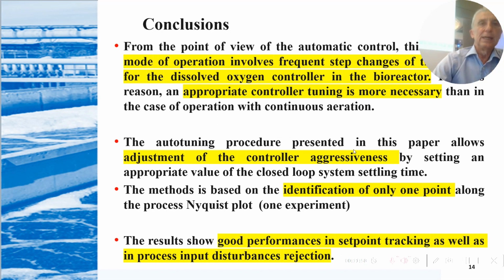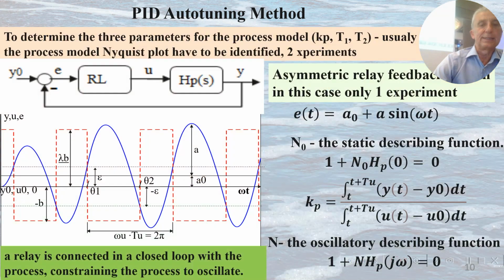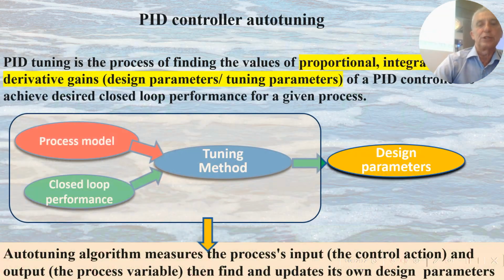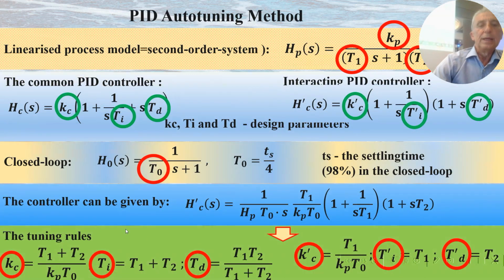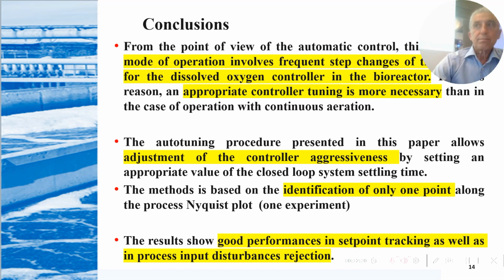And our method uses only one experiment instead of two experiments. Also, we can modify the settling time of the process, as I presented here, whose T0 can be modified. And finally, good performance is obtained for the control of an important parameter, which is dissolved oxygen in the aeration tank.